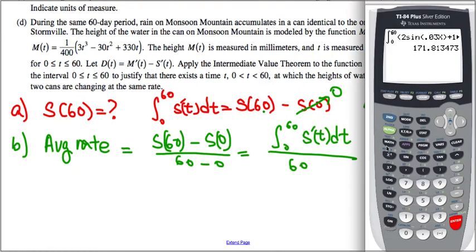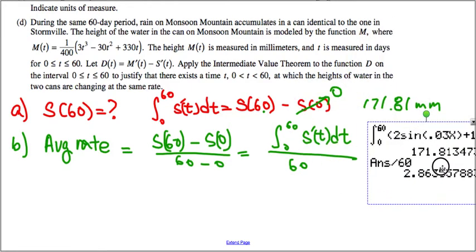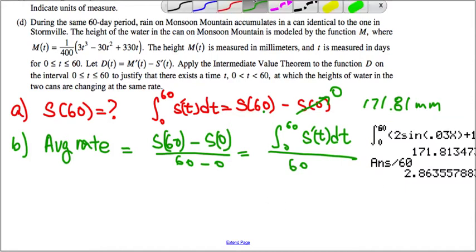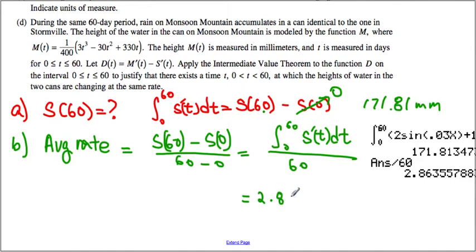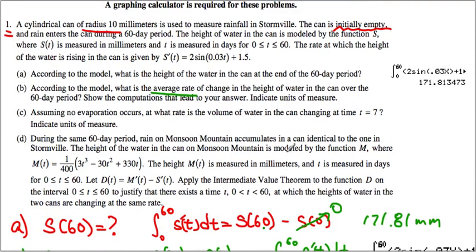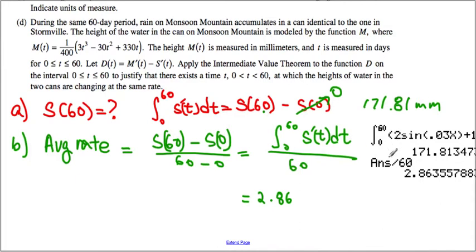So here, if you divide that by 60, then we'll get 2.86. Now, in this case, indicate the unit of measure. The numerator was in millimeters, and this one is per day. So millimeters per day becomes our answer.